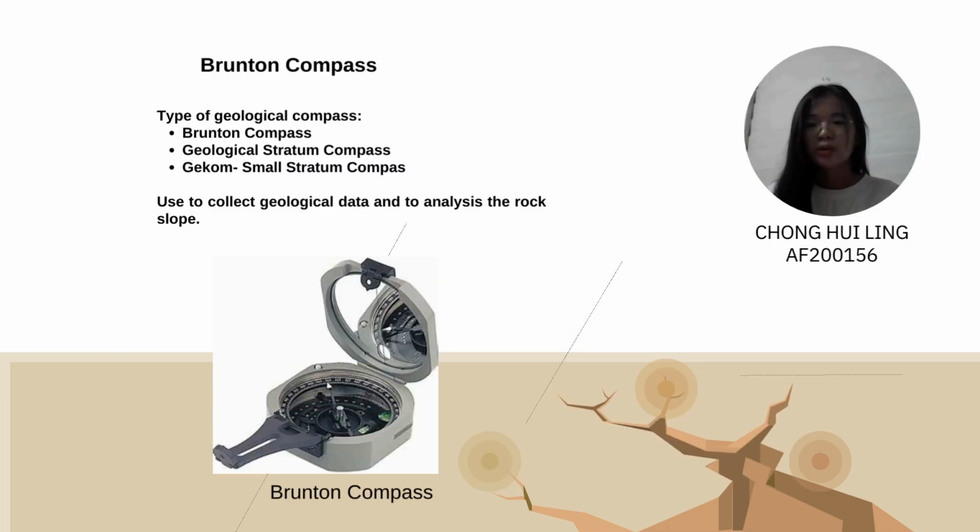For the last activity, which is to learn how to use the Brunton Compass and scanline survey. The Brunton Compass we use to collect the geological data and to analyze the rock slope. And this picture is the Brunton Compass. Actually, for the geological compass, there are three types. The first one is the Brunton Compass, the second is the Geological Stratum Compass, and the third is the Kirkham Small Stratum Compass.